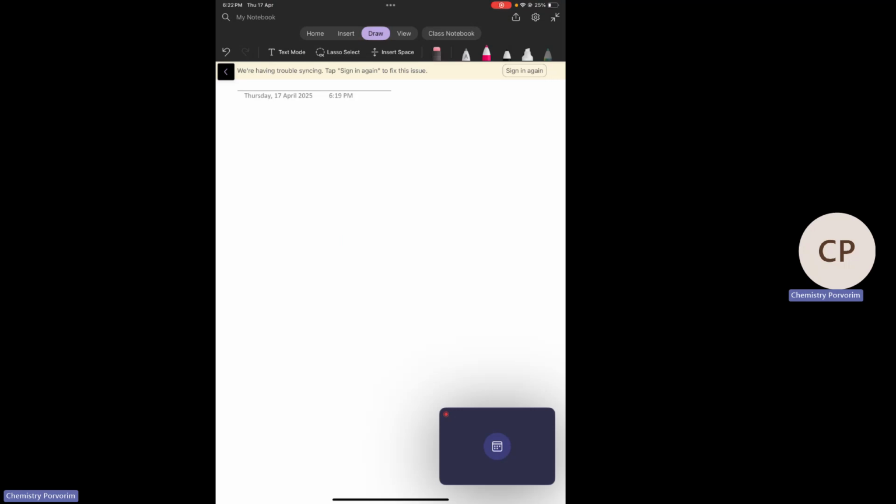NEET mock test 6 question. Okay, subject physics. Question number 1. If A and B are two dimensionally different quantities, then which of the following operations can be valid?